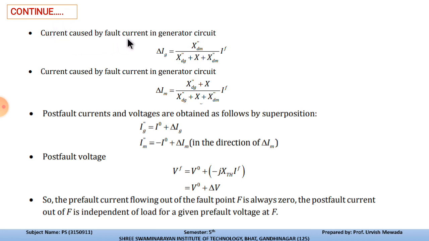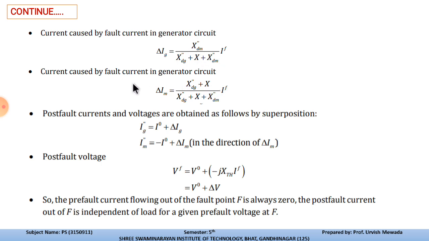And the current caused by the fault in the generator circuit is delta Ig, the change in current, which is described by X''DM, the motor reactance, divided by X''DG plus X''DM, into the current which is feeding the fault at the time of fault.